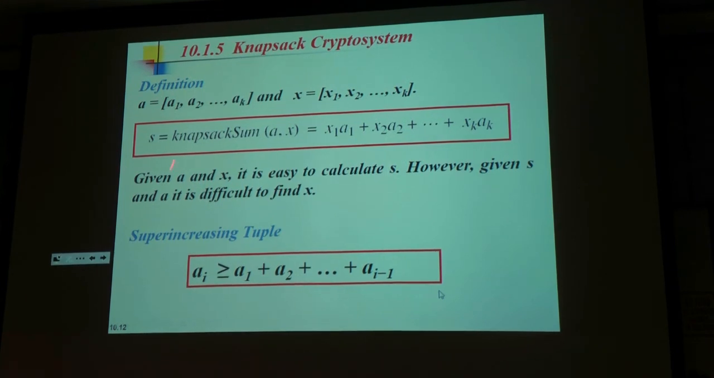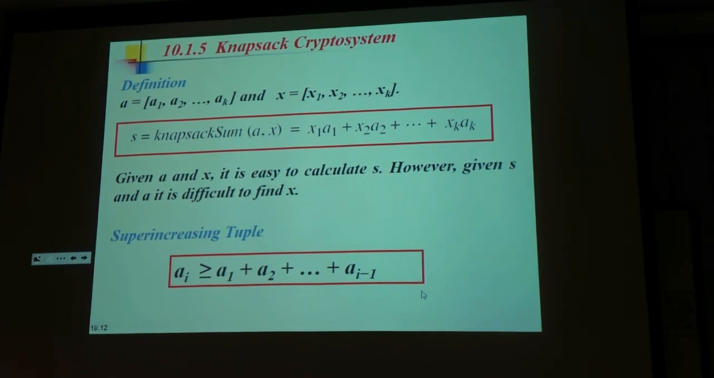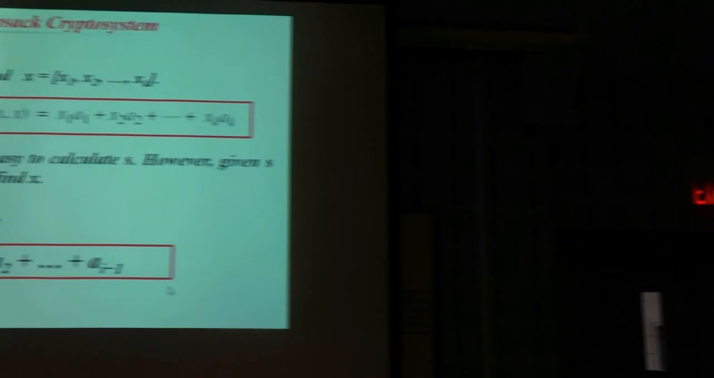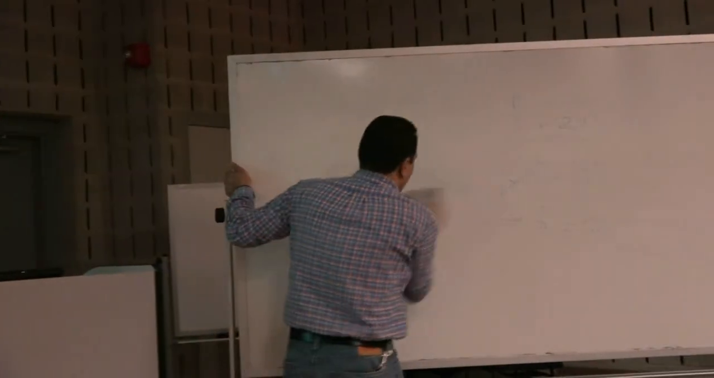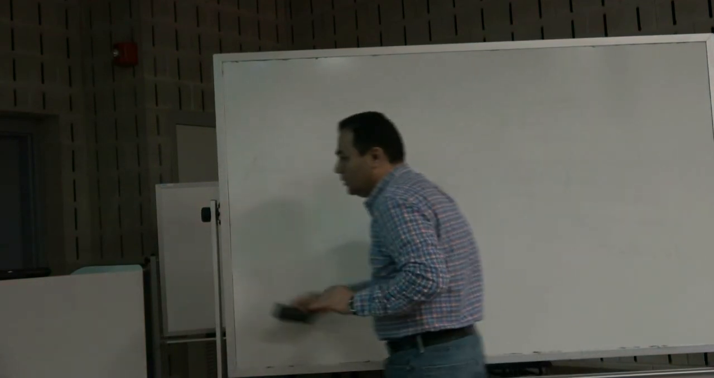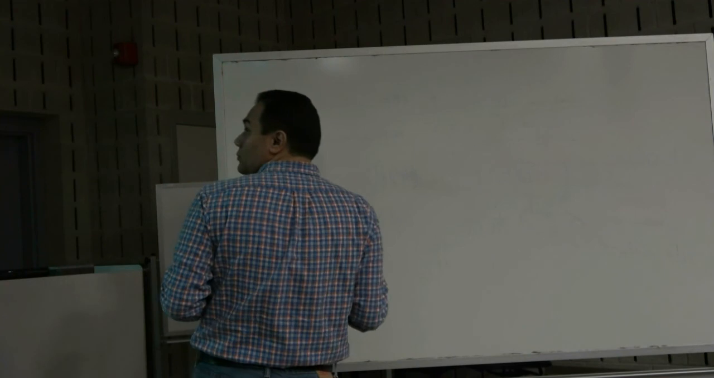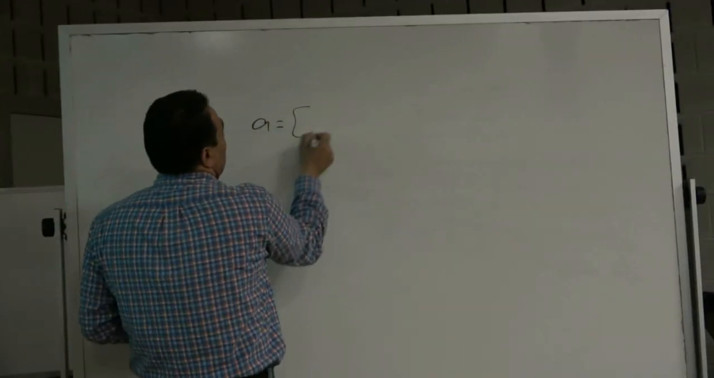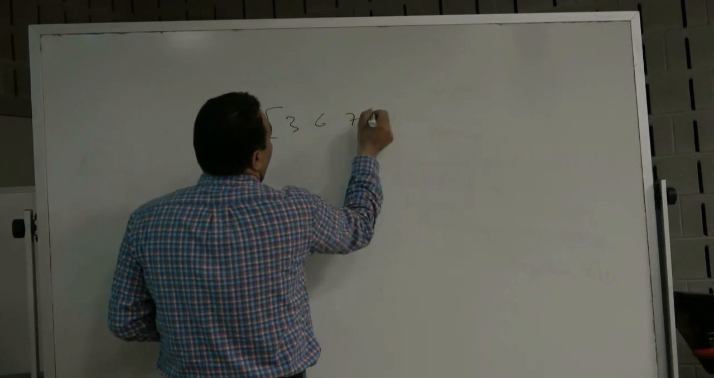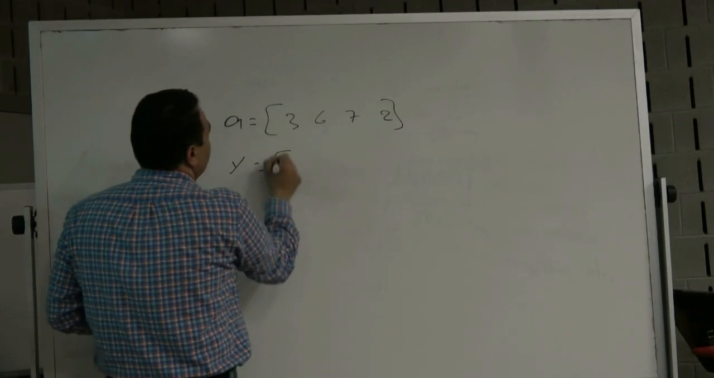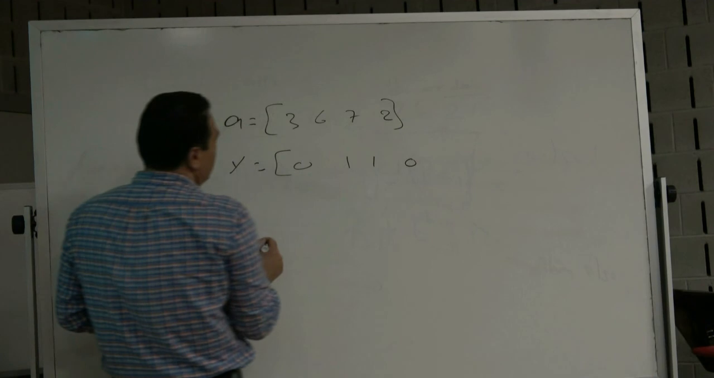So to calculate the knapsack for A and X, we multiply and add: A1 times X1 plus A2 times X2, until the end. The X's are digits 0 and 1, so either 0 or 1, right? And the A's could be any digits. So for example, I could use A equals 3, 6, 7, 2, and X equals 0, 1, 1, 0. So the knapsack will be how much?